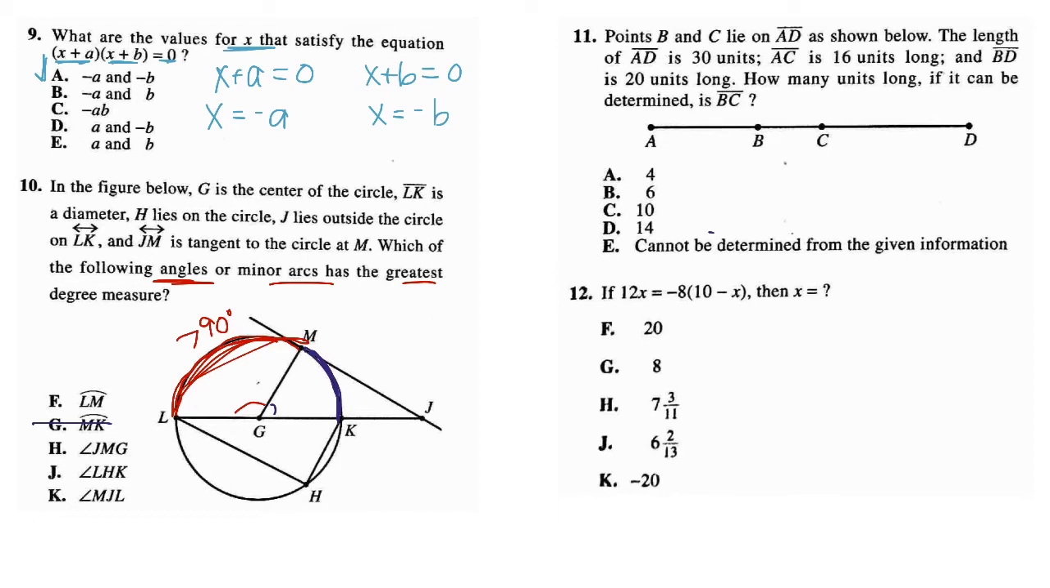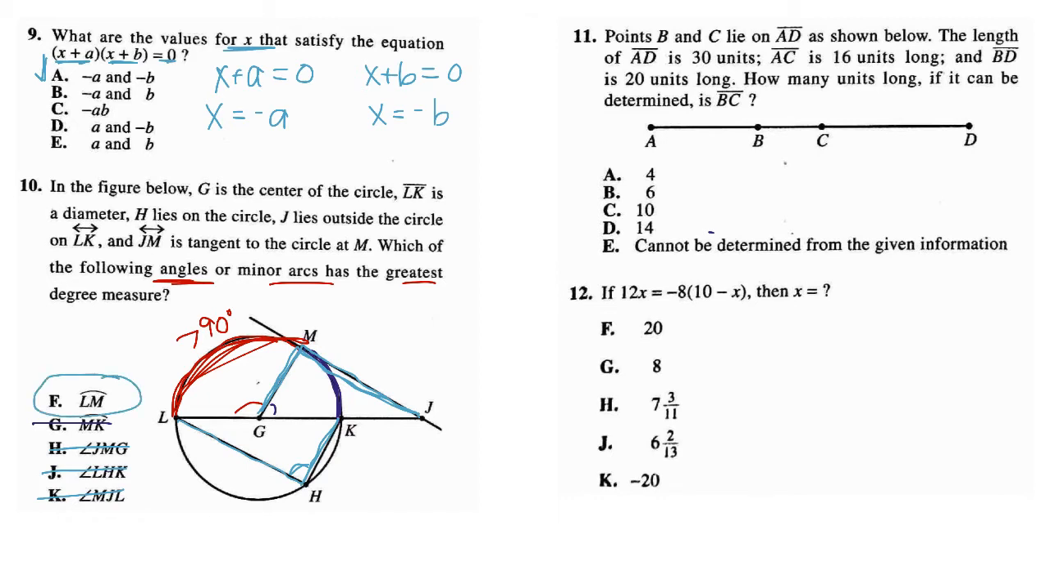So JM and then G here. Well, that looks pretty close to 90. I wouldn't say that it's more than 90, but it is very close to 90. So that's still not going to be larger than 90 degrees. So let's get rid of that one. And then let's see, angle LHK. And again, here we are still smaller than 90. And MJL, you'll notice the same. So the correct answer here is F.